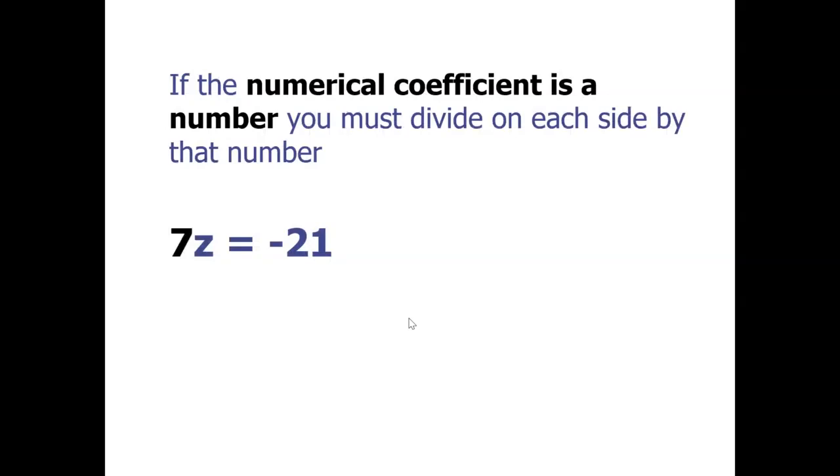7z equals negative 21. As you can see, the z is attached to the 7, which is my numerical coefficient. So in this case, to get z isolated, I'm going to divide both sides by 7. 7 divided by 7 will be 1. Negative 21 divided by 7 will give you negative 3. And therefore, z equals negative 3. Let's try some more examples.